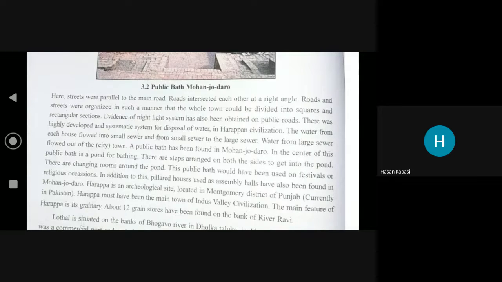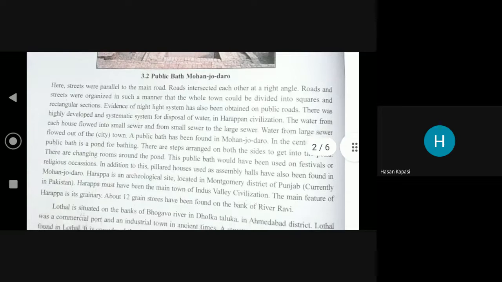There was a highly developed and systematic system for disposal of water. In Harappan civilization, the water from each house flowed into a small sewer, and from the small sewer to the large sewer. The public bath is a pond for bathing. There are steps arranged on both sides to get into the pond.